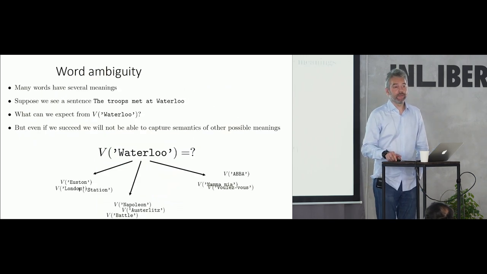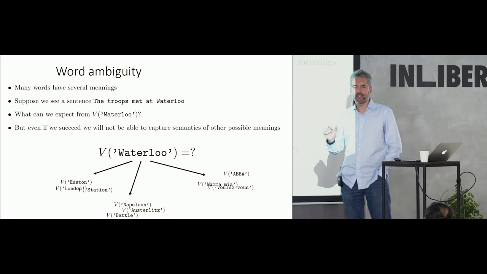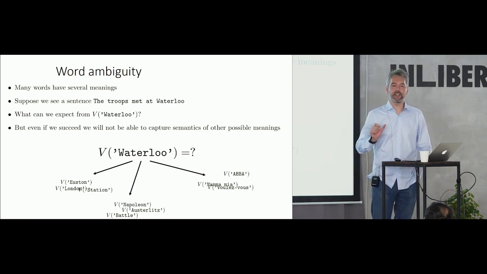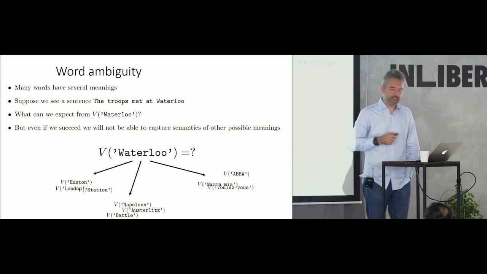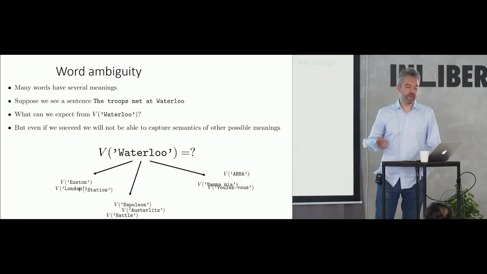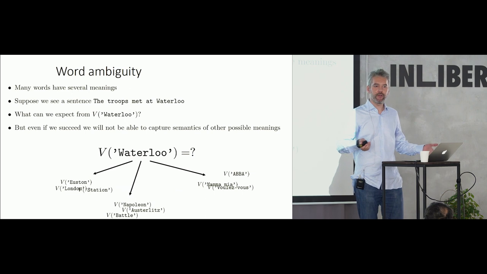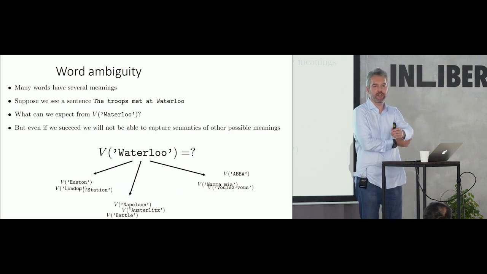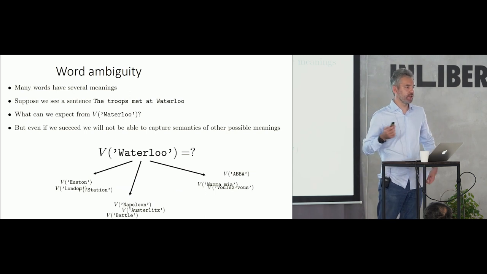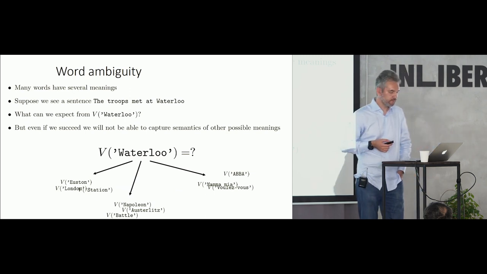And here comes the problem. We know that there are many words in our vocabulary that may have different meanings depending on the context. For example, the word Waterloo. We know that Waterloo is a famous battle during the Napoleonic Wars. We know that Waterloo is also the name of a railway station in London. And we know that Waterloo is a famous hit by ABBA.